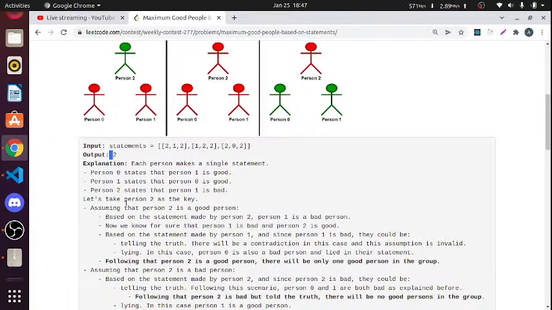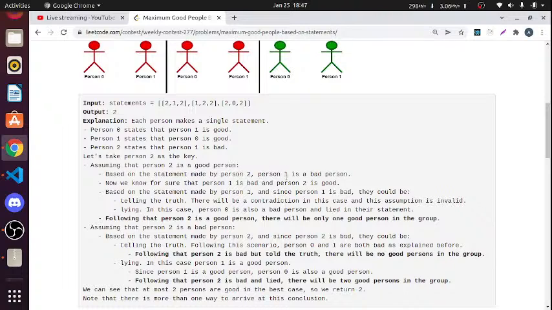Assume that we take person 2 as the key. Assuming person 2 is a good person, based on the statement made by person 2, person 1 is a bad person. Now we know for sure that person 1 is bad and person 2 is good. Based on the statement made by person 1, since person 1 is bad, they cannot be telling the truth. There will be a contradiction in this case. This assumption is invalid. So here person 1 is bad.